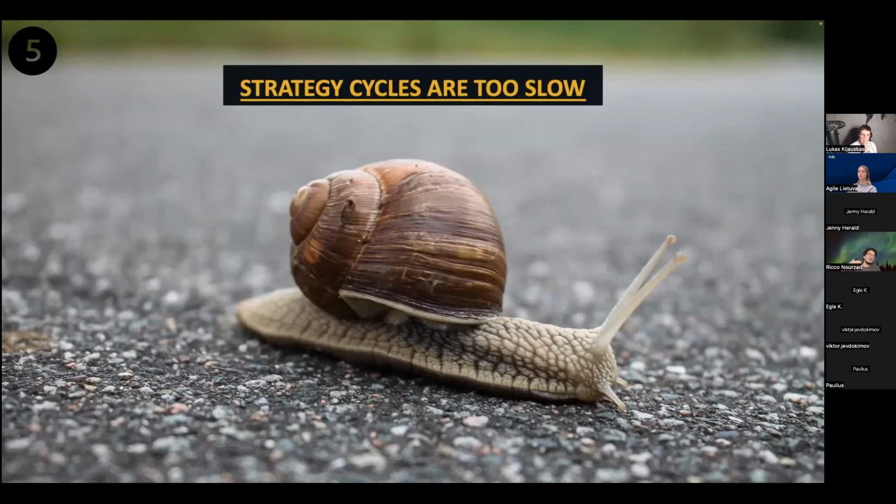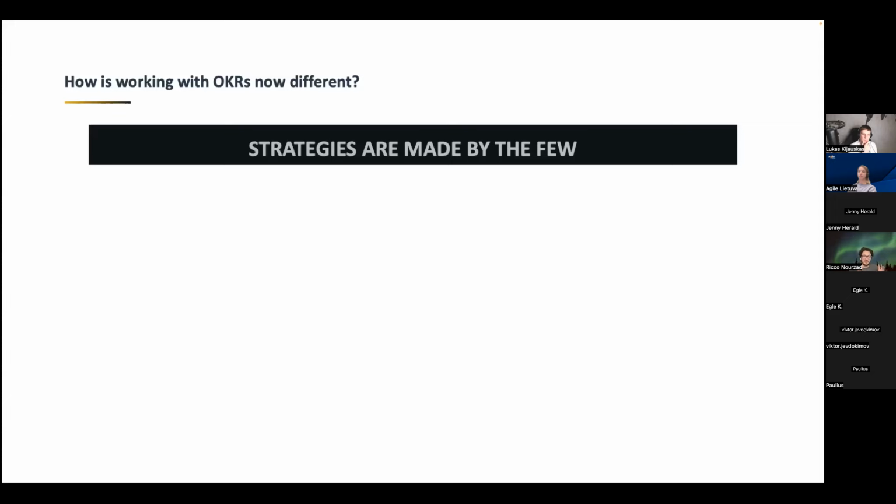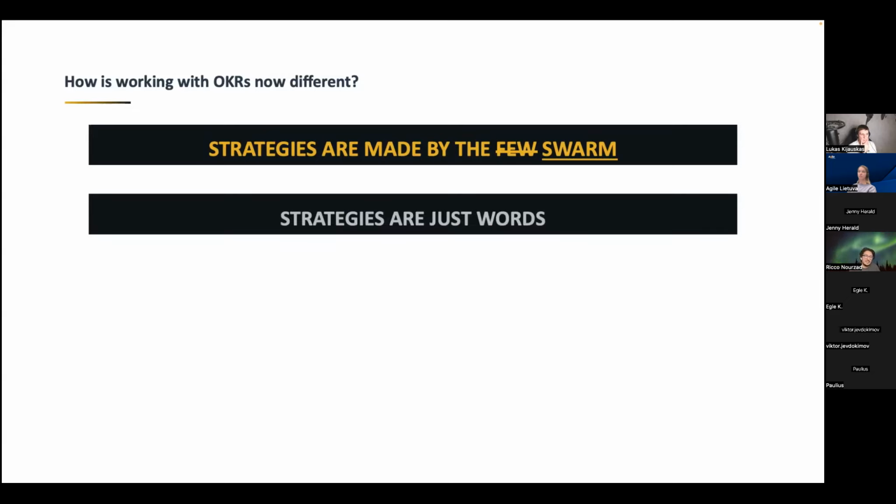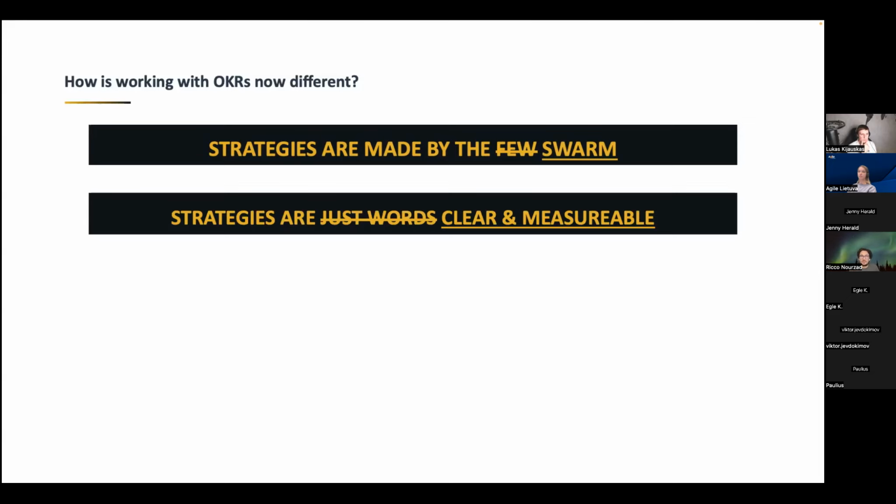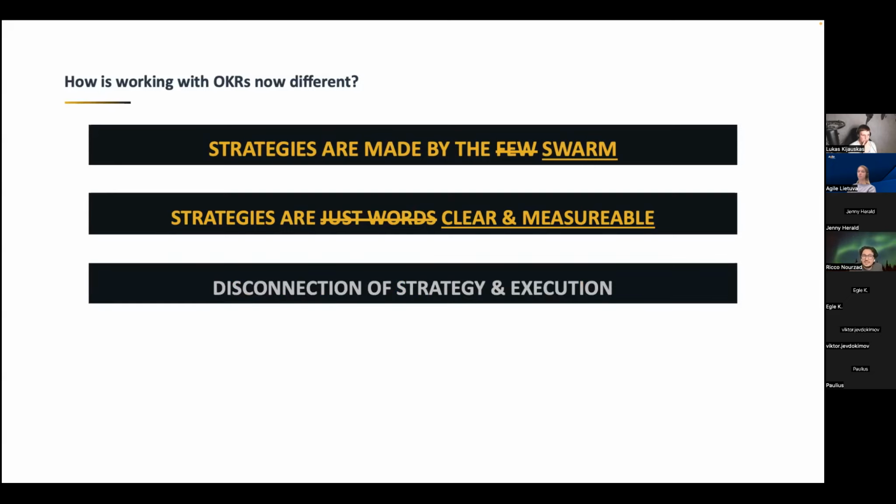For sure, it makes sense to have a strategy behind the OKRs on leadership level, but still we need something more agile, which can react in a better way. So as a short summary, what you can take with you out of this session is, instead of having strategies that are made by the few, OKRs are using the swarm intelligence. So strategies are made by the swarm. Instead of strategies being just words, let's go for strategies that are clear and measurable. Instead of having the huge disconnect, let's have a connection of strategy and execution.